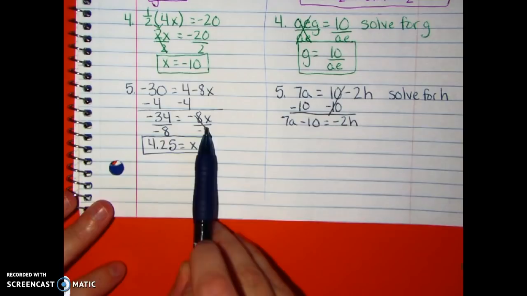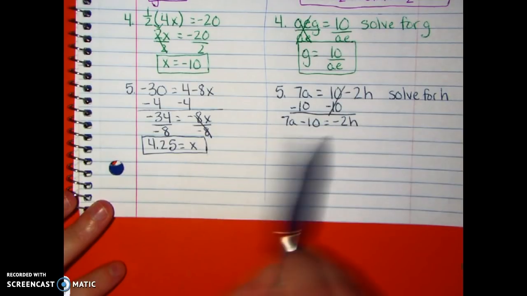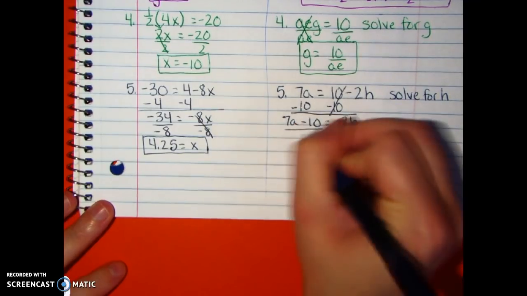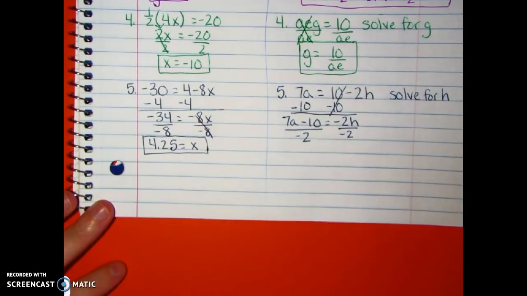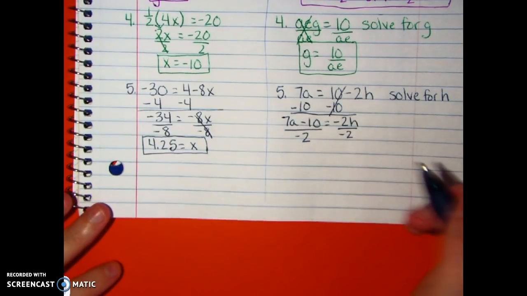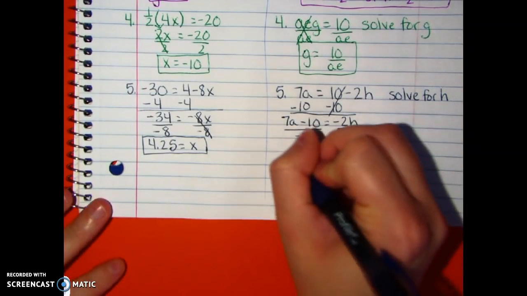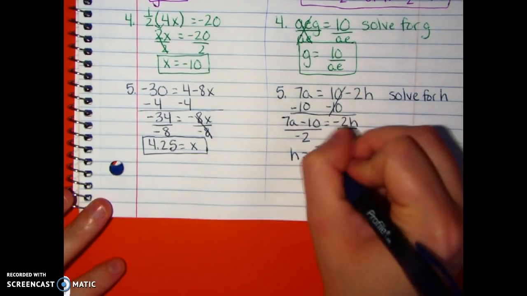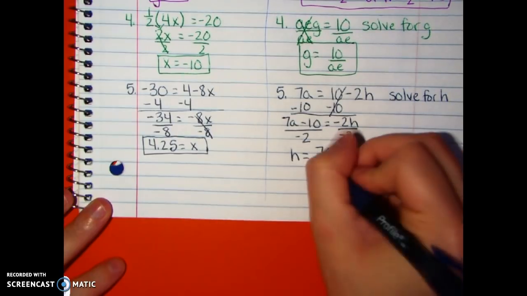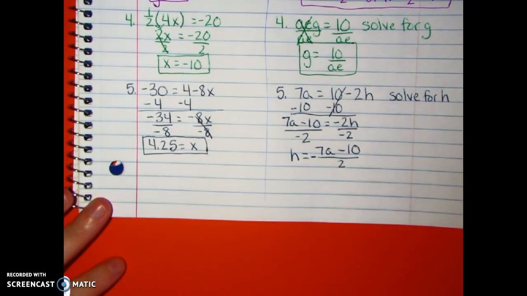And over here, to get the variable by itself, I divided. I'm going to do that over here too. I'm going to divide by -2. Okay, I'm going to flip this and put the variable first because that's what most of you prefer anyways. h equals 7a minus 10 over 2. I know it's a -2. I'm going to put the negative in front of the fraction like you should.